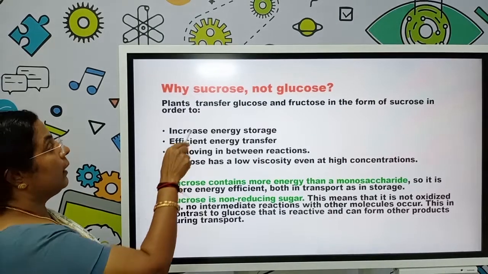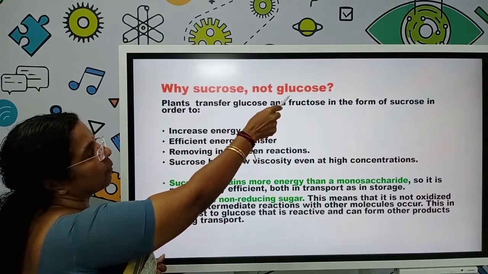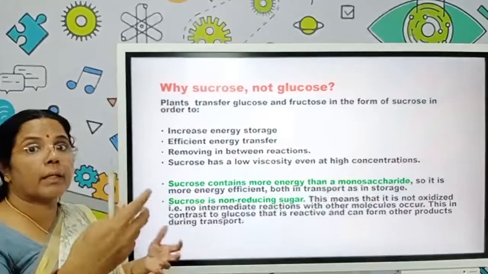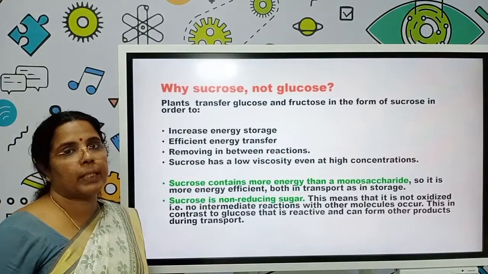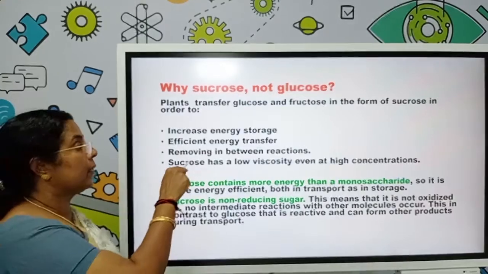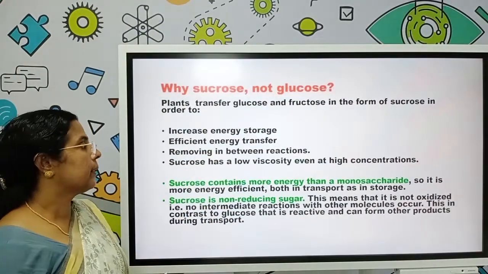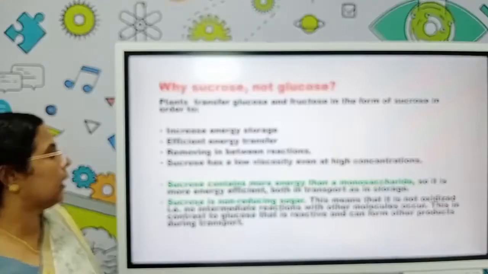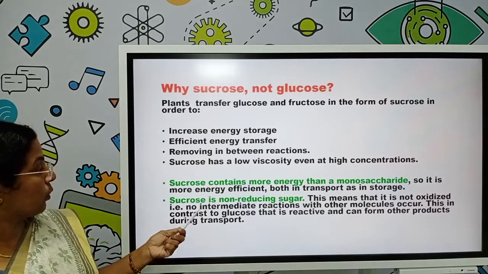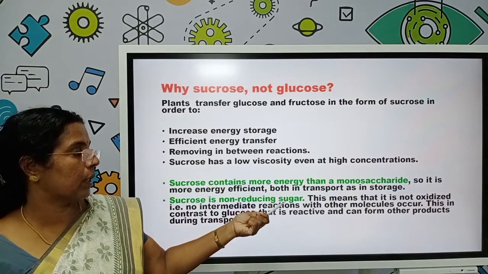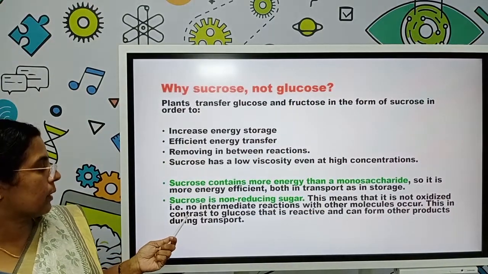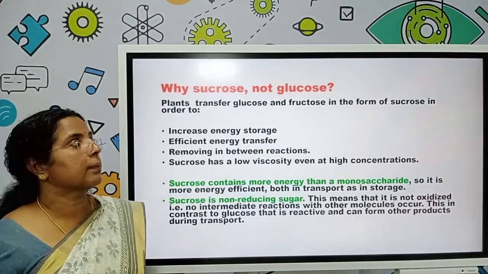Then, glucose may be reactive. So during the transport of glucose there may be some reactions that take place. But sucrose is less reactive, so there is no reaction during the transport. And also sucrose has low viscosity. And sucrose, here you can see, is a non-reducing sugar. That means it is not oxidized into other compounds.